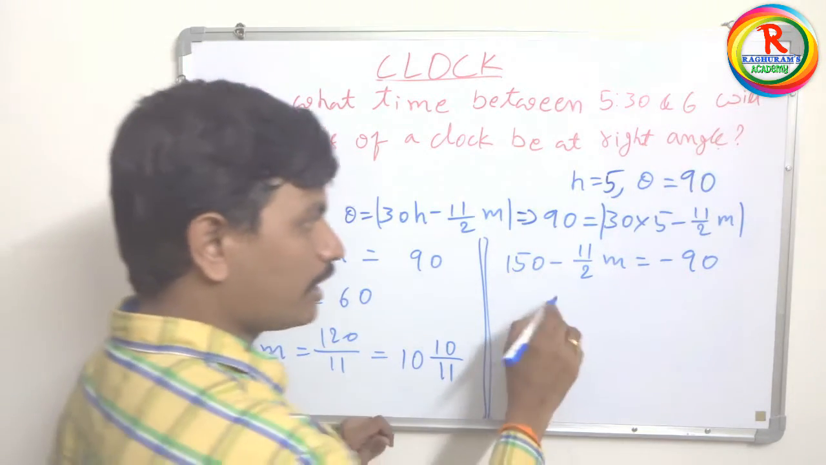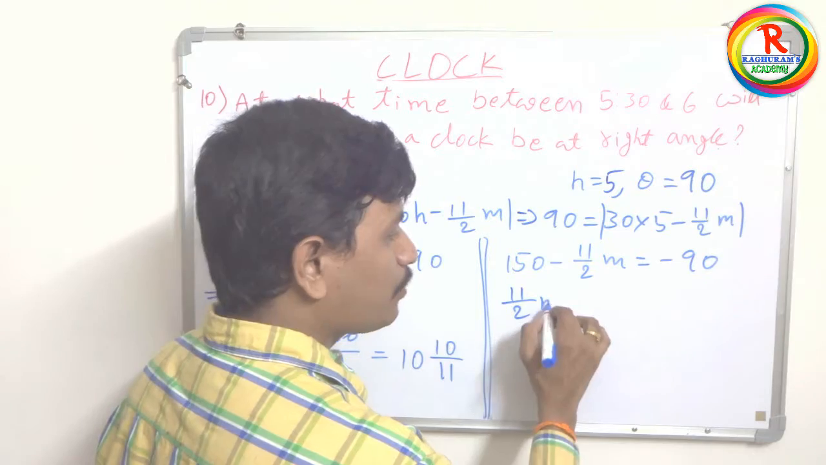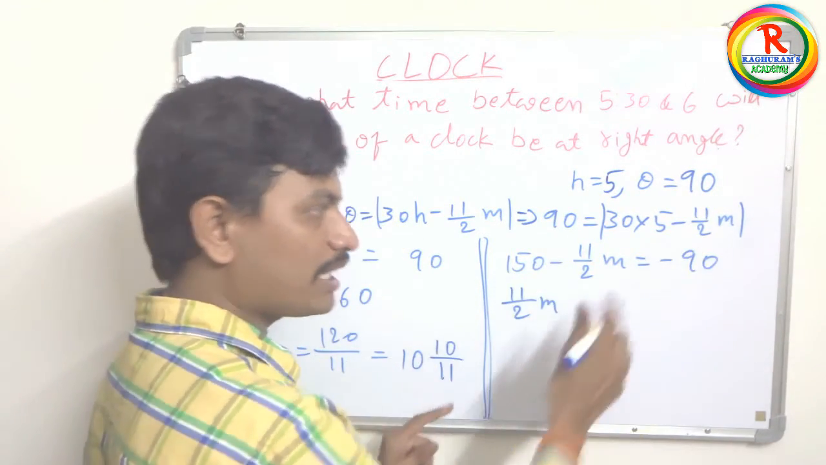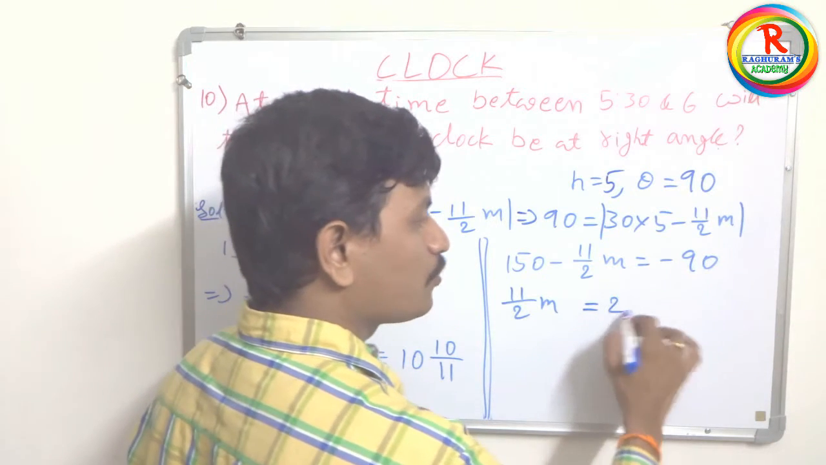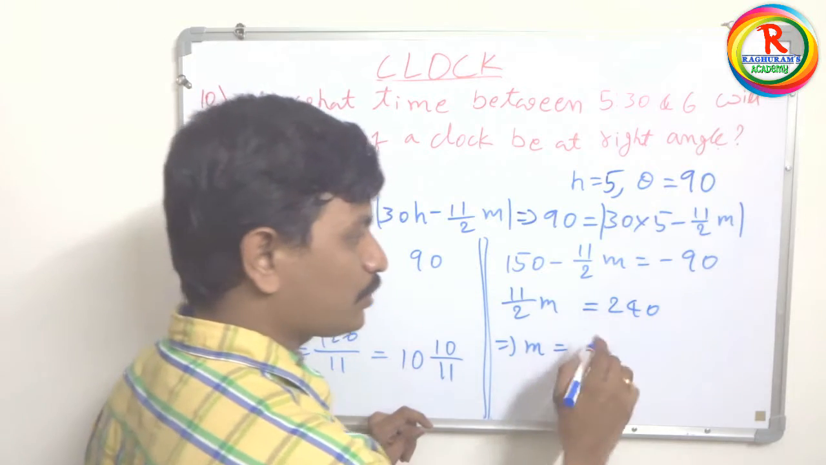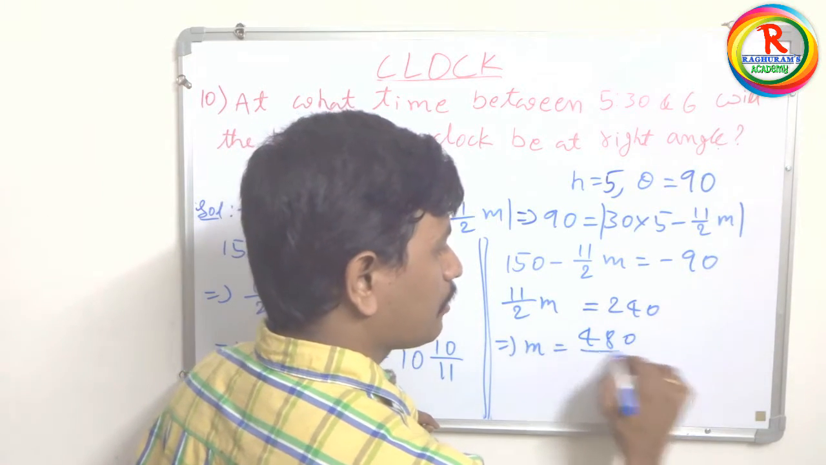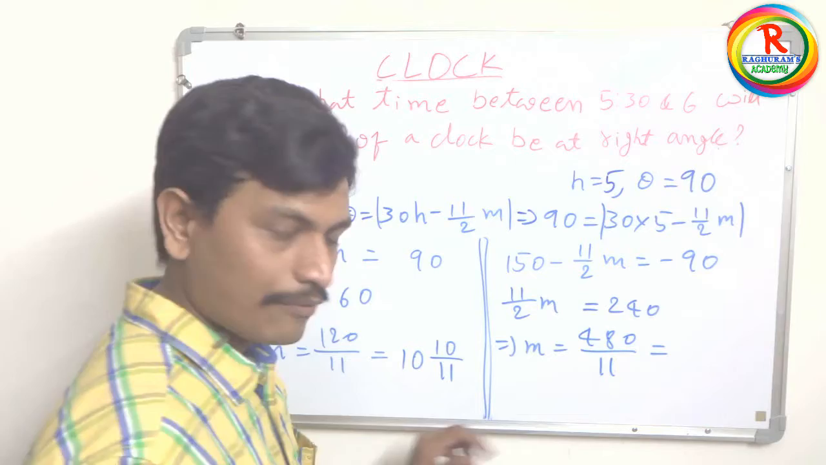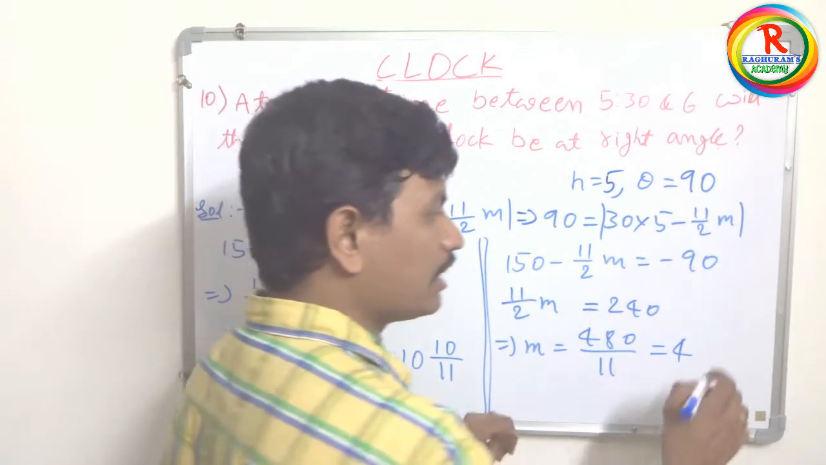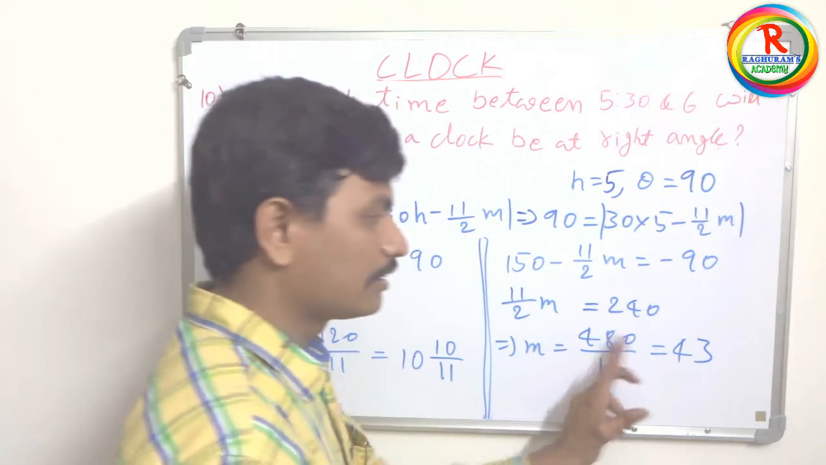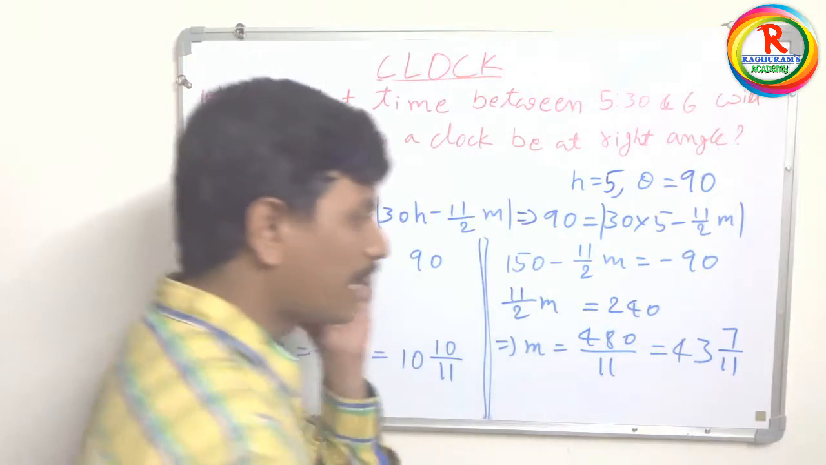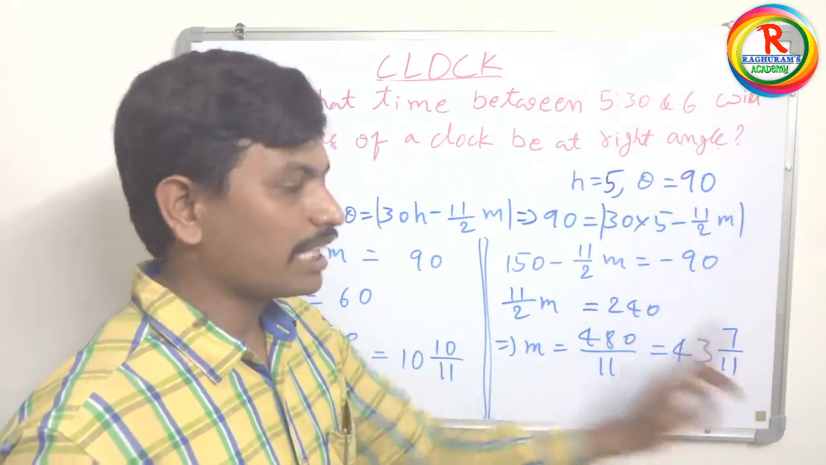Here in this case now, let us take the second case, so 11 by 2 m. I'll take this to the right hand side, minus 90 to the left hand side. So 150 plus 90. What is that? 240. So m is equal to 240 into 2, that is 480 by 11. What is 480 by 11? 11 4s are 44. What is left? 40. 11 3s are 33. What is left? 7. 7 by 11. At 5, 43, 7 by 11.